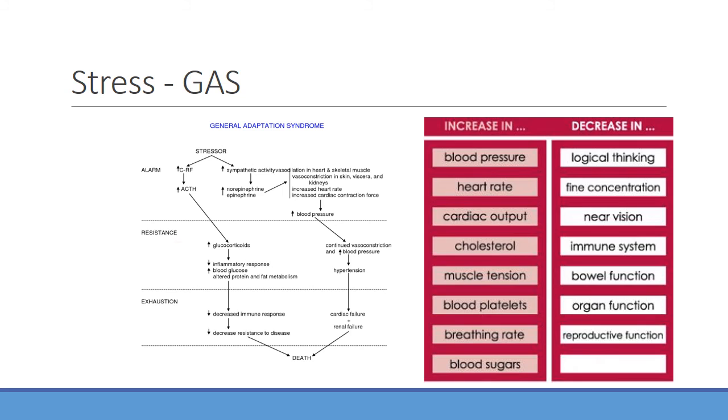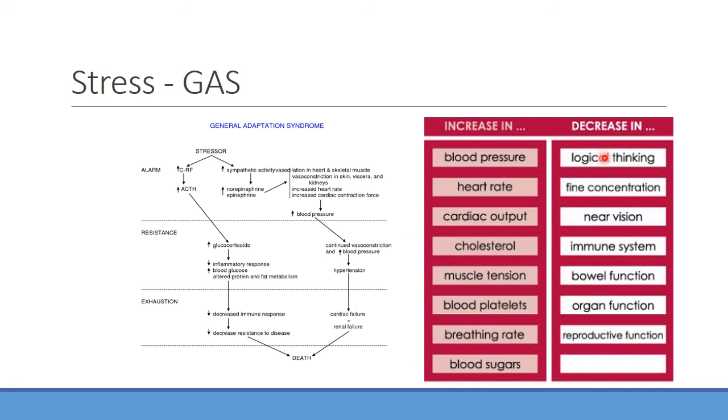So anyway, some of the things you'll see with this general adaptation syndrome: increases in blood pressure, right? So that's not only from the mineralocorticoid effects, but also from the epinephrine and the norepinephrine. Increase in heart rate, cardiac output. These are all good things when you need a short-term stress to run away from something like that. Also breathing rate, blood sugar, all those things are going to be going up.